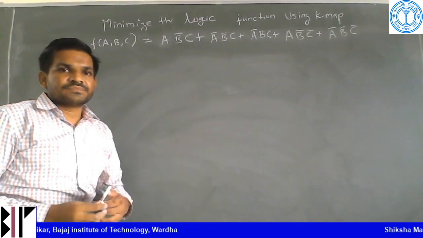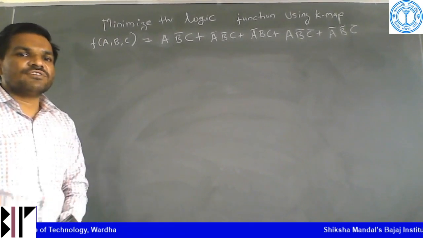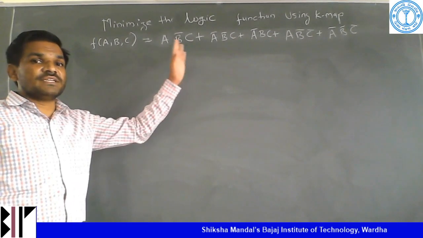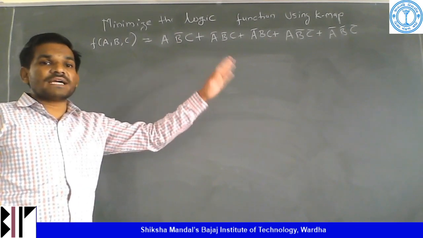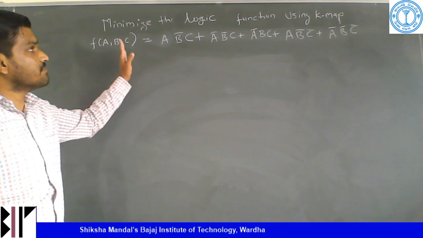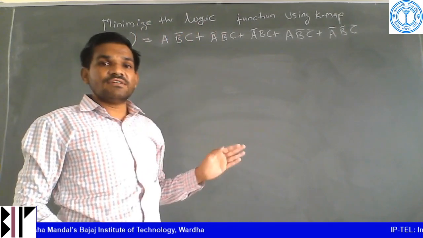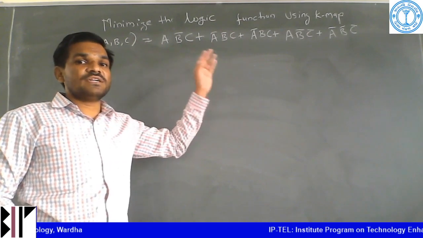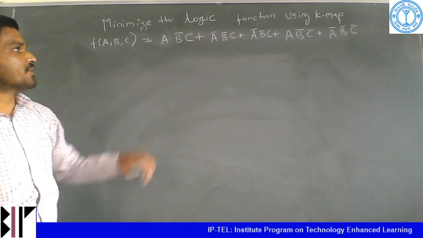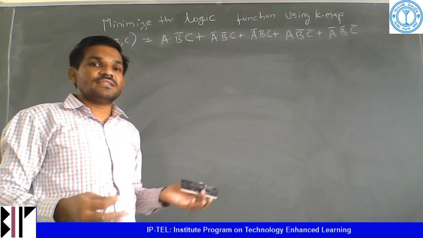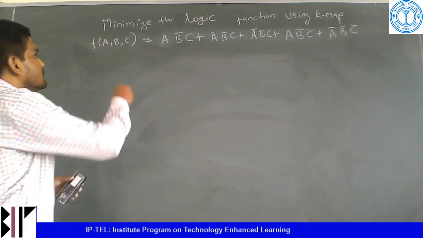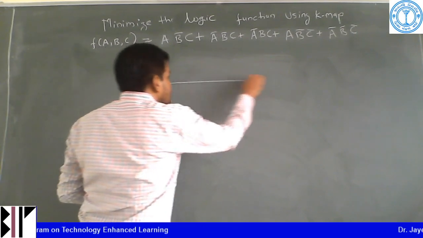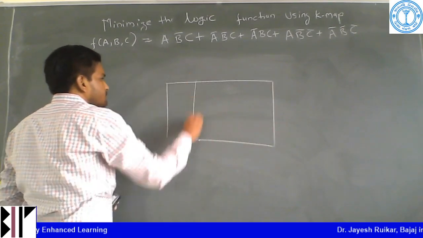Dear students, earlier we have seen some videos where the function has been given in terms of its min terms or max terms. Now in this example, a logical function has been given in variable form, and then we have to minimize it using K-map. Some such questions can be asked in the examination. So this is a 3 variable K-map, and I am drawing it for you.